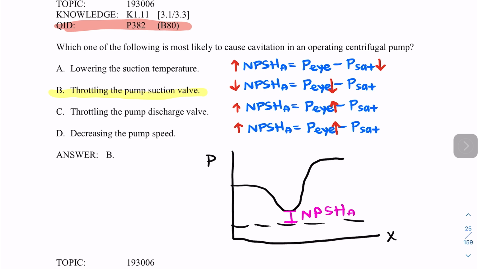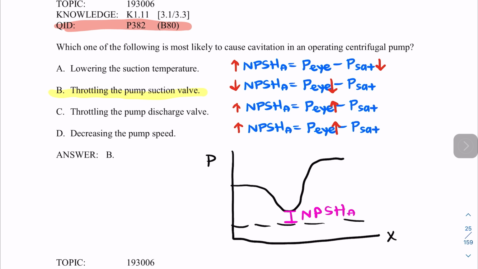So let's take a look. So if I lower the suction temperature, the temperature, right? Not the pressure. So that means that I decreased my saturated pressure, but I'm not affecting the eye of my impeller in here. That means that I'm increasing my net positive suction head available. So this one goes up.